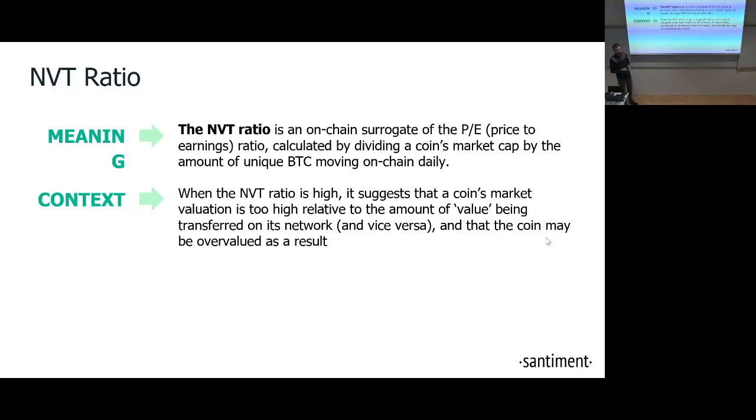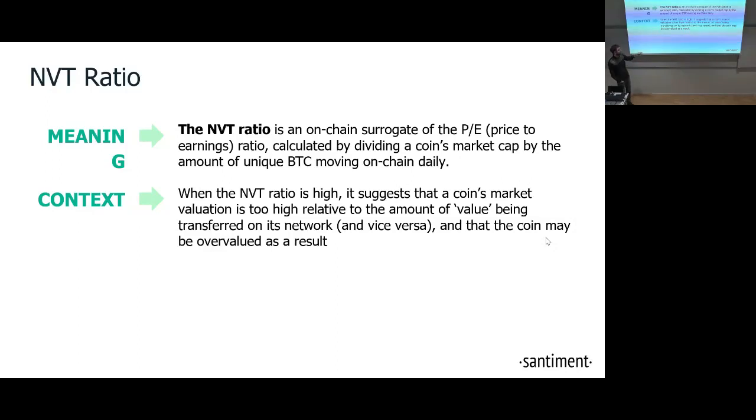Except here, the NVT ratio is an on-chain surrogate for what in traditional finance is known as the price to earnings ratio, where you take the market value per share and divide it by the earnings per share to see whether a stock is overvalued or undervalued. The problem with applying it to cryptocurrencies is that Bitcoin doesn't have a balance sheet, so you can't really track its earnings, right? So what do we do? Well, a few inventive individuals have tried solving this problem by using on-chain data and on-chain activity to account for the lack of transparent balance sheets for a particular coin.